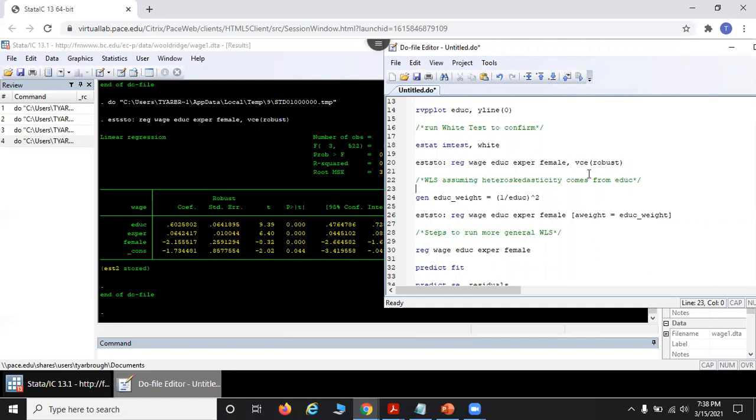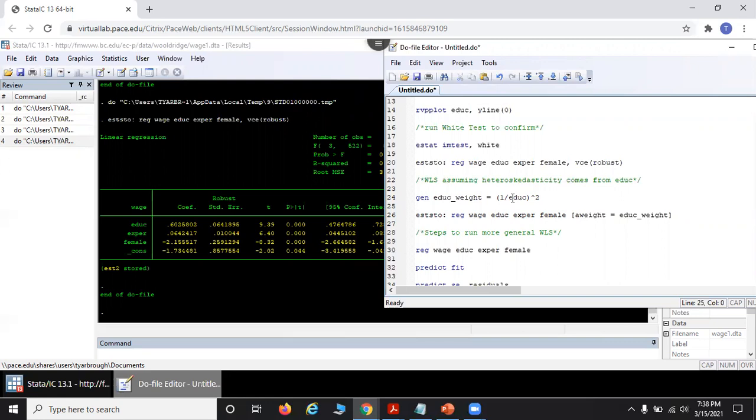And here we can make assumptions about where we think the heteroskedasticity is coming from. So again, we're going to assume here that the heteroskedasticity is coming from education. And if we think heteroskedasticity is coming from education, then we want to weight our initial specification with respect to basically the inverse square of education. So we first want to create a variable, education_weight, and the value of that is going to be equal to 1 divided by education squared, so the inverse of education squared.